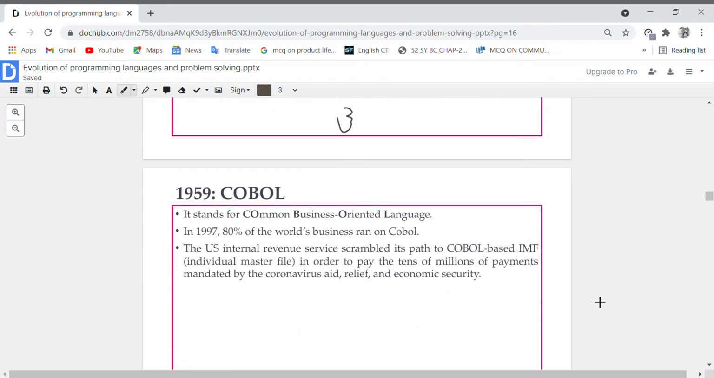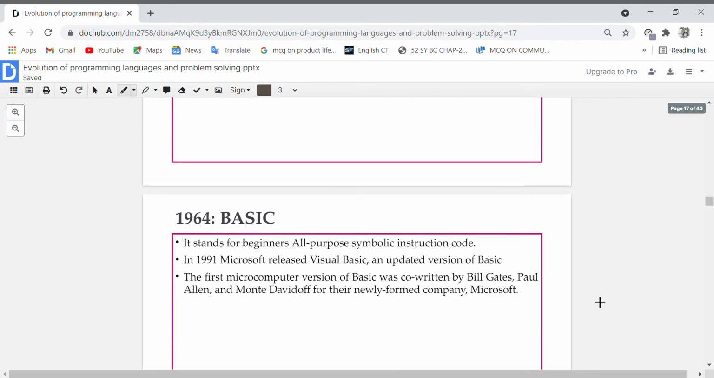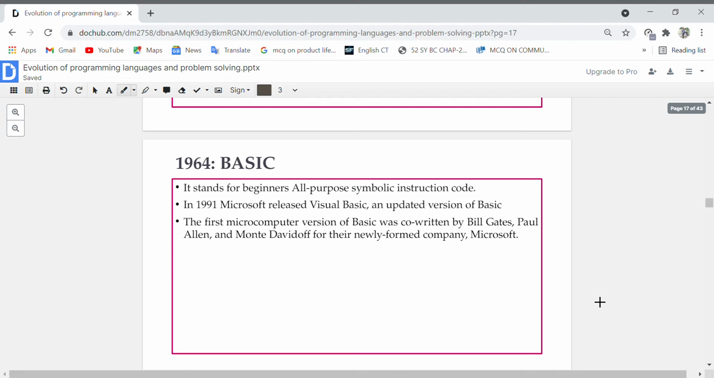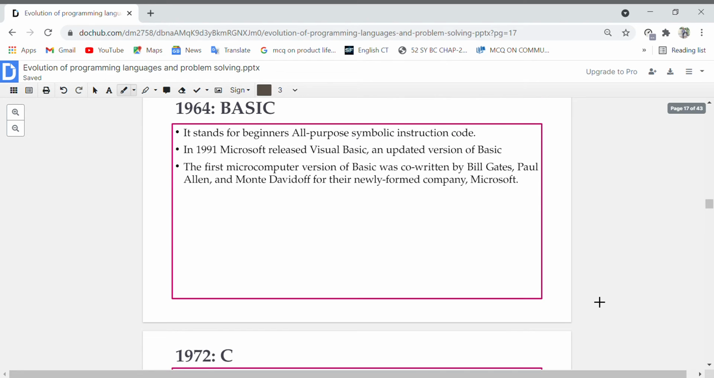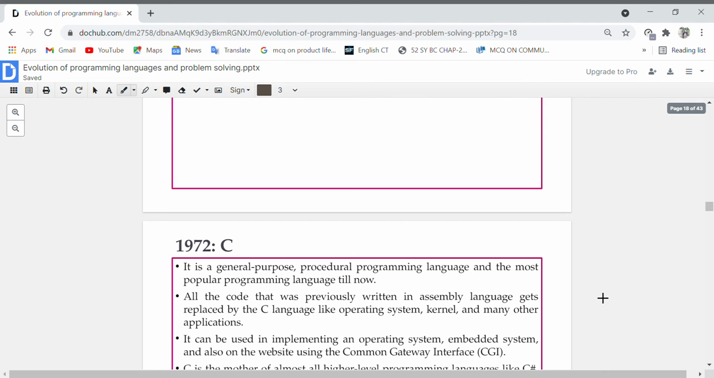Then comes COBOL. Just you need to learn that it is common business oriented language, and BASIC is beginners all purpose symbolic instruction code, and it was written by Bill Gates, Paul Allen, Monte Davidoff, who formed the company Microsoft.